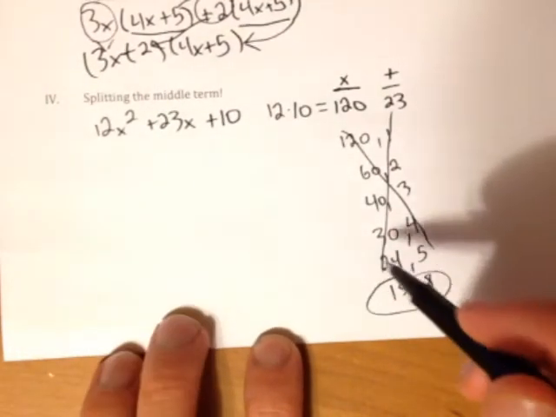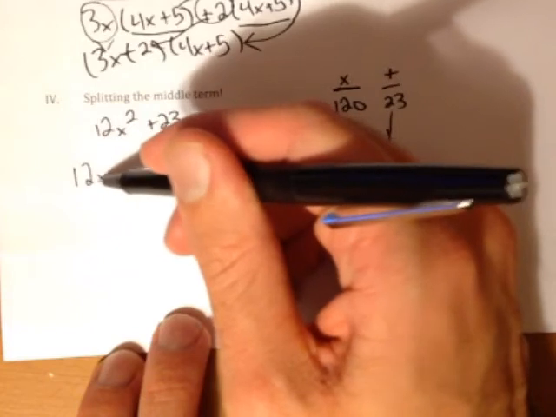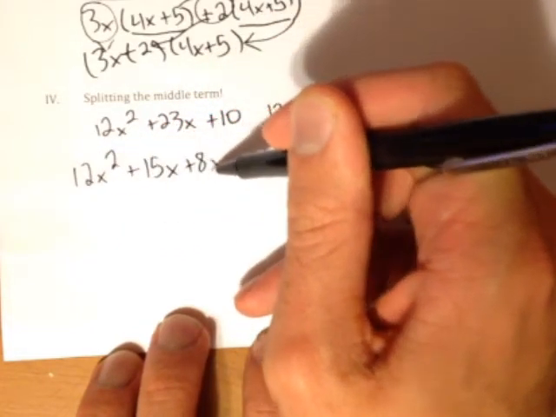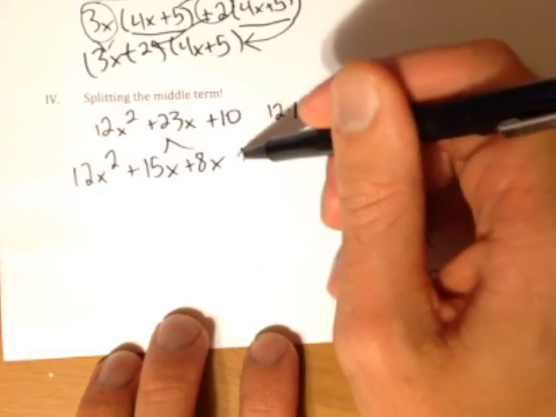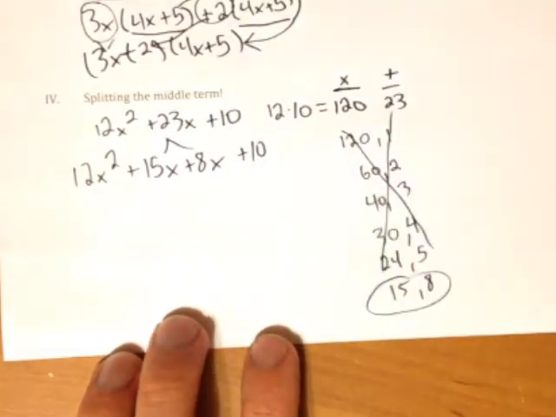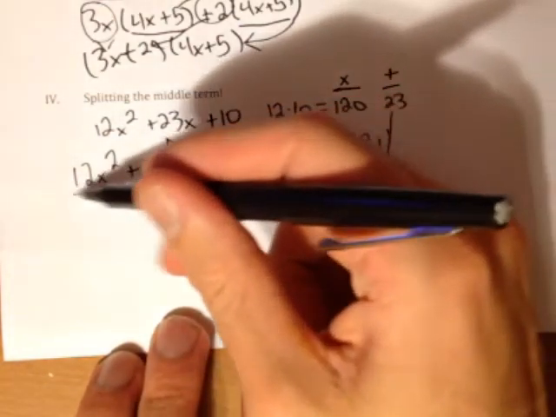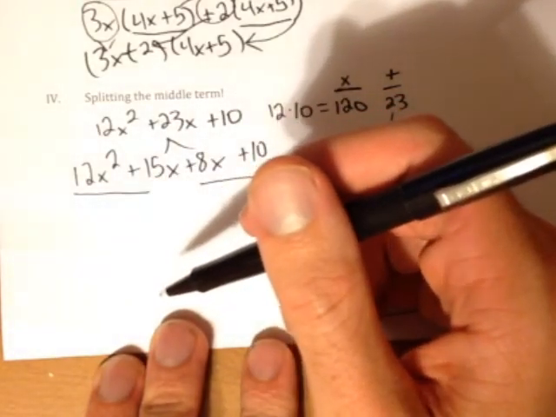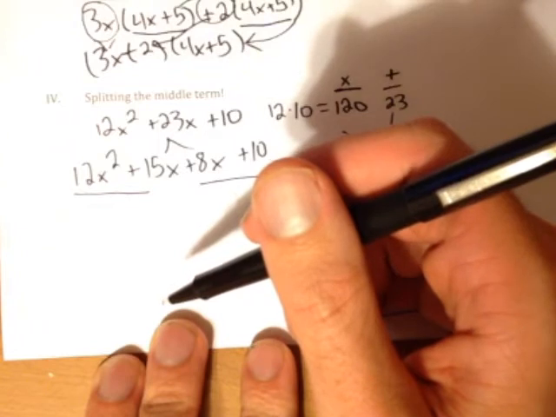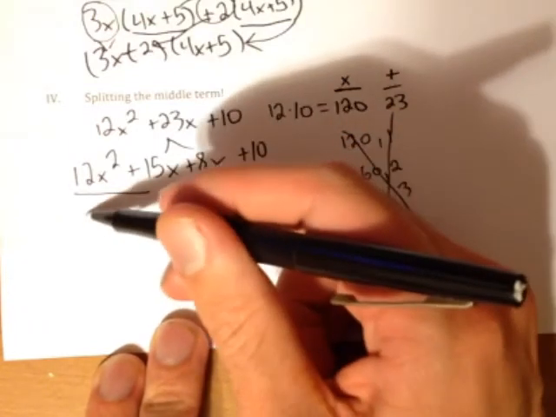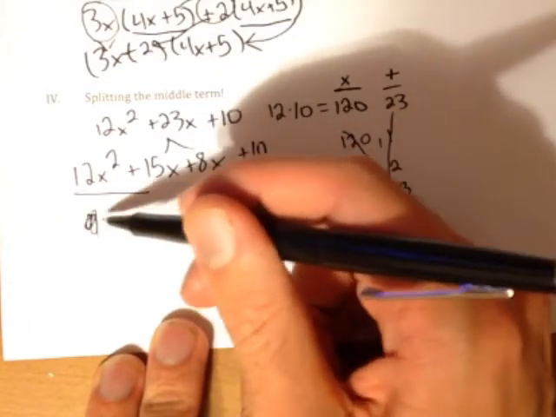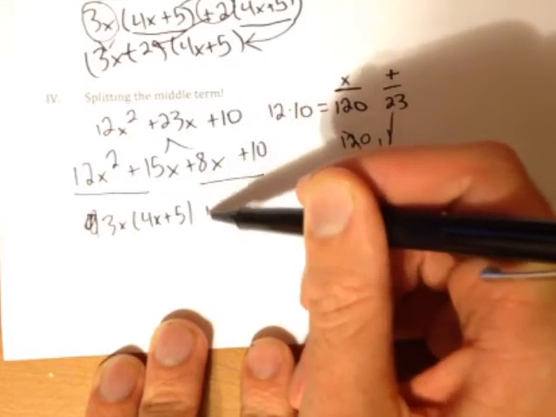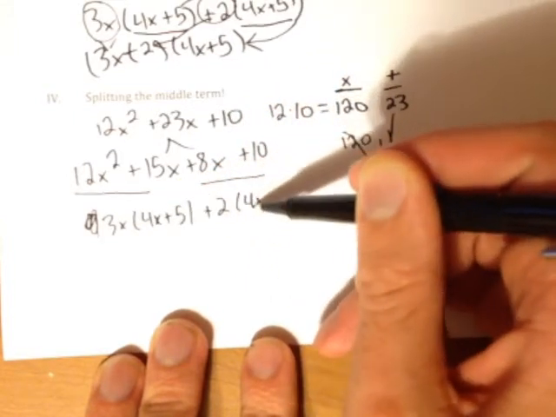Then, once you get those two numbers, you use them to split the middle term into two terms. That's why this process is called splitting the middle term. And then the rest is all stuff you know how to do already. Take the GCF of the first two terms and the last two terms. So that would be 3x, and we're left with 4x plus 5, and 2, and we're left with 4x plus 5.